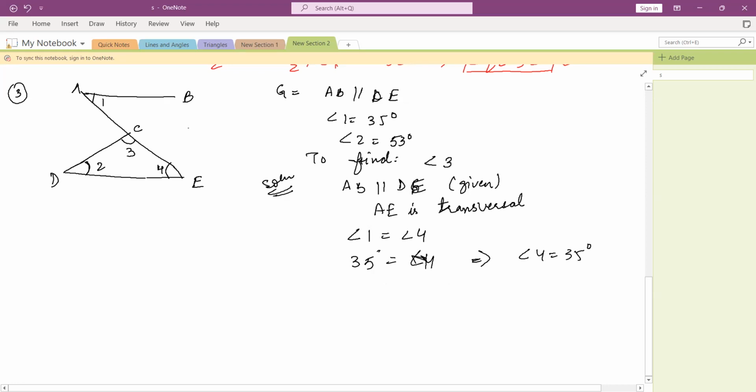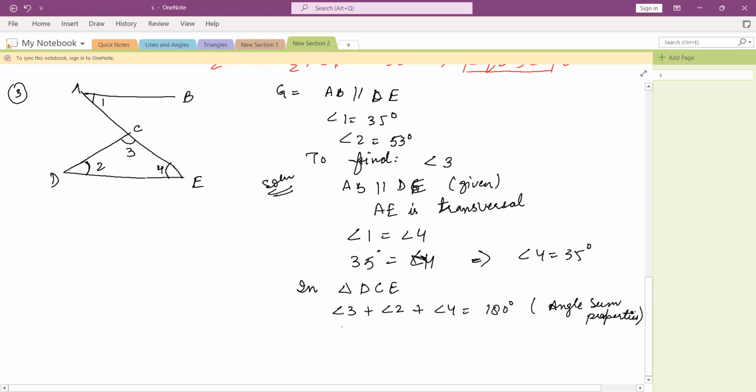Now angle 2 is already known. Angle 4 we have found out. Can you find angle 3? Now it is simple. If you know the two angles, you can find the third one. So just write in triangle DCE, use this small triangle, angle 3 plus angle 2 plus angle 4 is equal to 180 degrees. This is called the angle sum property. Always mention properties in your exam, otherwise your marks will be deducted. So whenever you use something, write it in bracket.